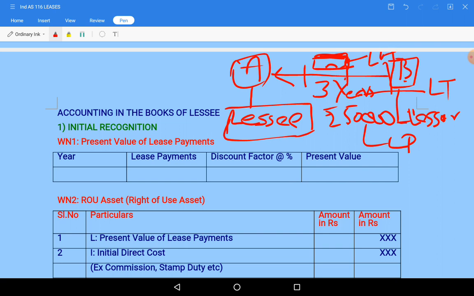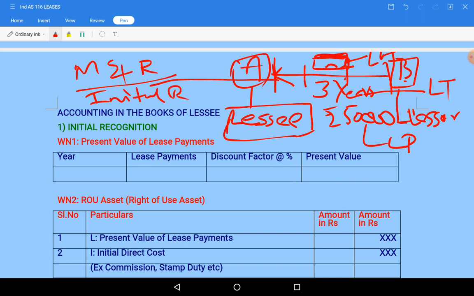So this leased asset value on the commencement of lease, when the right to use the asset is transferred from B to A, that is called the commencement date. On the commencement date, in the books of lessee, in the books of A, value will be measured and recorded. That is called initial recognition, which we have done in the previous video. I'll give a quick recap of that also.